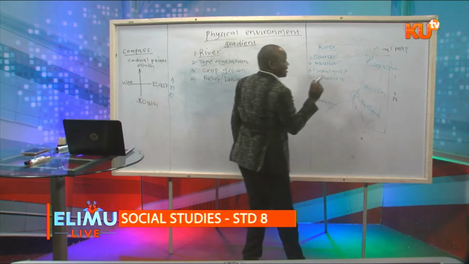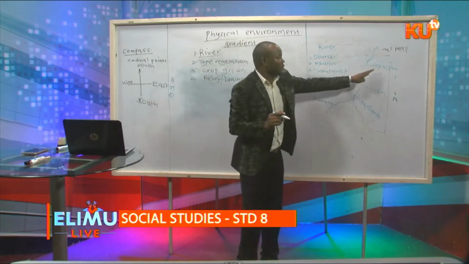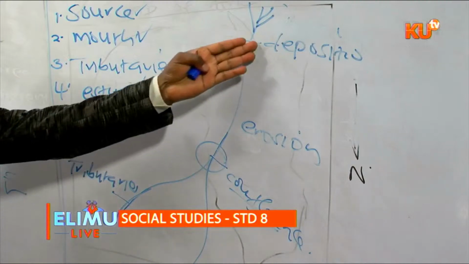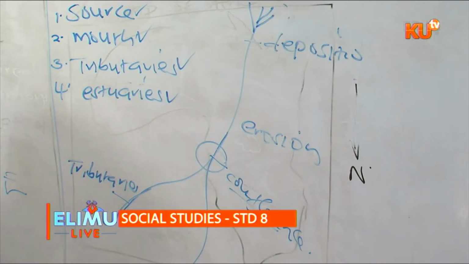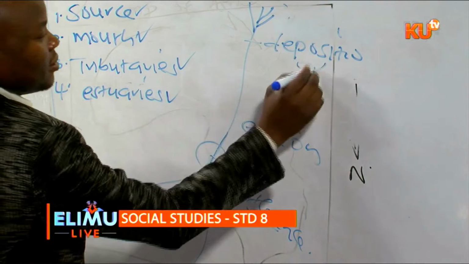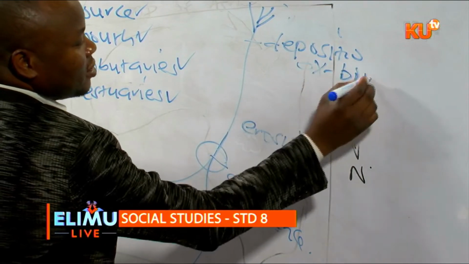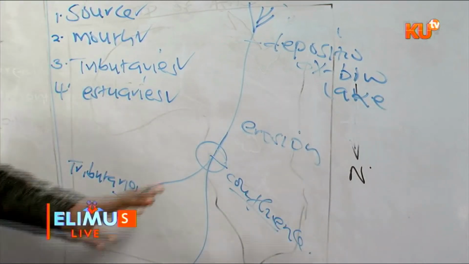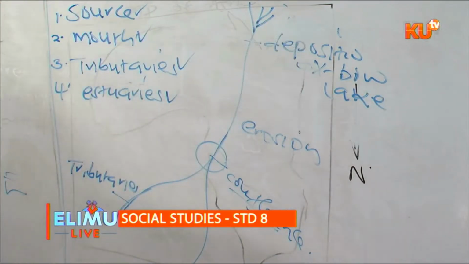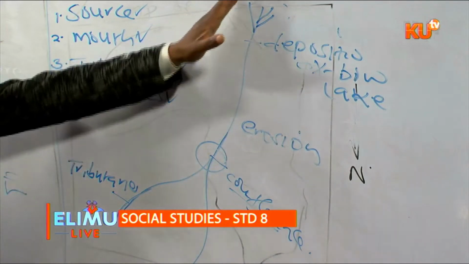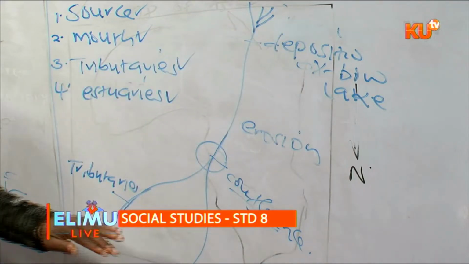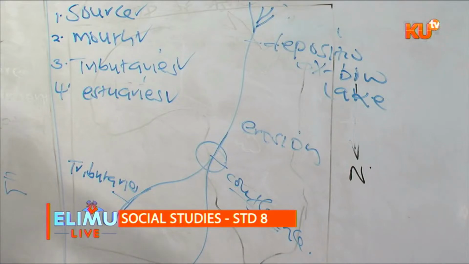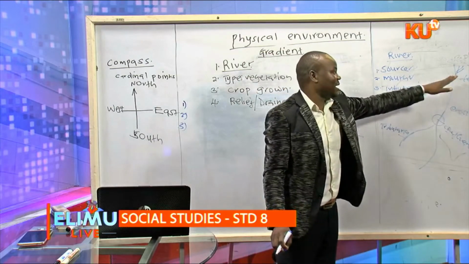Then there is something that I like to explain. Deposition, which feature can be formed around this particular place? It's an oxbow lake. Oxbow lake is likely to be formed at the mouth of the river or at the end of the river. Then we have different names which are given. These are the youthful stage, these are the middle stage, and this is the old stage. The young stage, the middle, and the old stage.